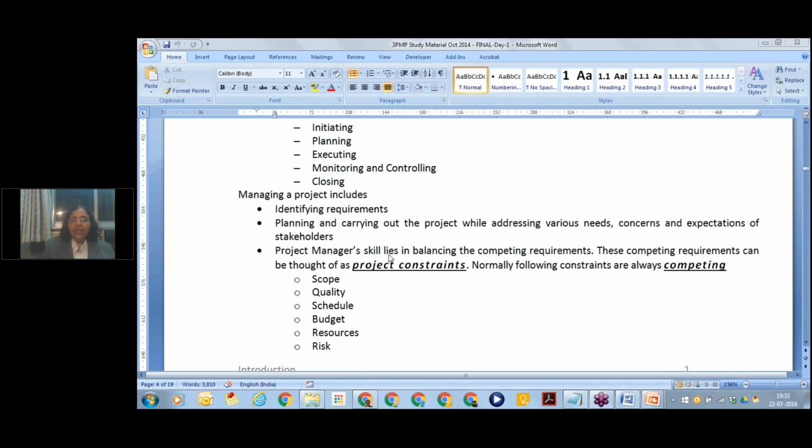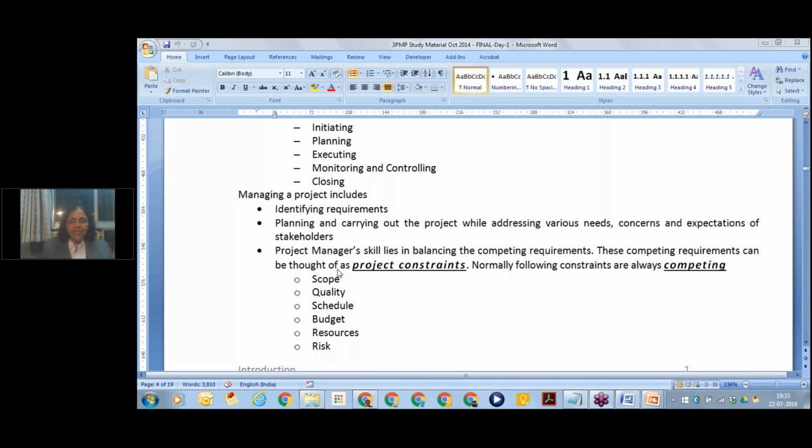So basically, a project manager's skill lies in balancing competing requirements. These competing requirements can be thought of as project constraints. Again, typical PMBOK English: competing constraints are the concerns that a project manager has. A project manager, poor fellow, is worried about scope, schedule, and money. If he takes care of money, the time slips. If he focuses on time, scope can slip. So all these concerns or constraints compete with each other for the project manager's attention. So the best way is to manage and keep equal attention on all of these.